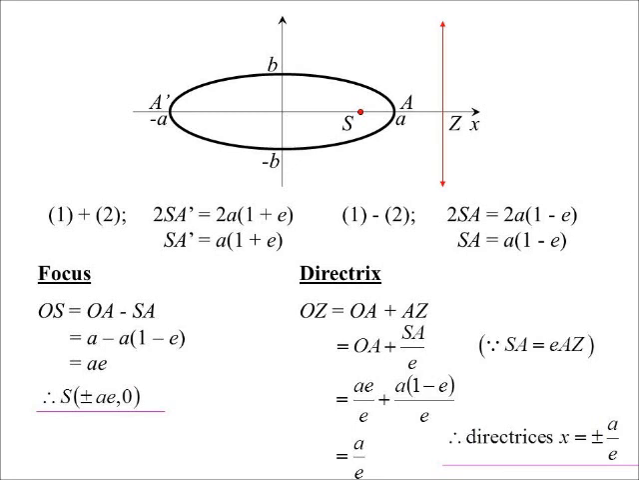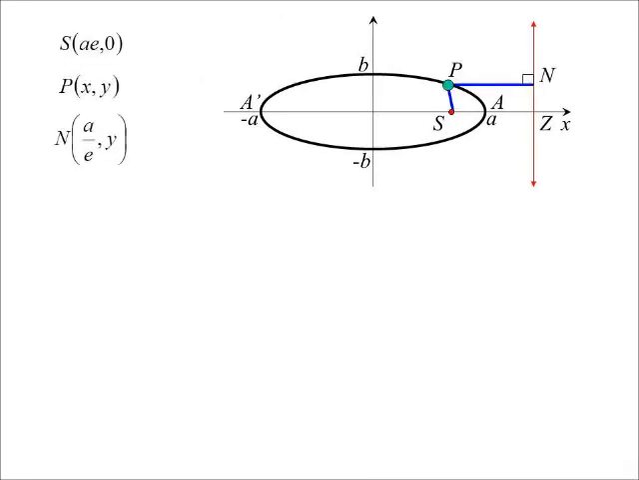Now the good news is obviously you don't have to derive that every single time, but let's come up with the actual equation of the ellipse itself. So we now know the focus has coordinates AE, 0. There's my random point, XY. Need to work out the coordinates N. Well, we know the X value, because that's going to be the directrix. And because we're talking about a horizontal distance, the Y value will be the same as the Y value of P, so we'll just call it Y.